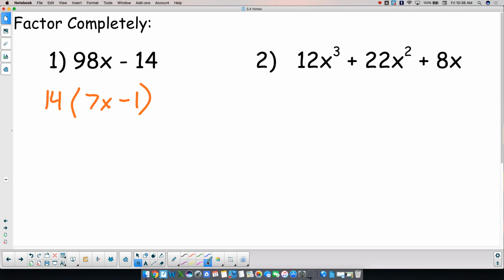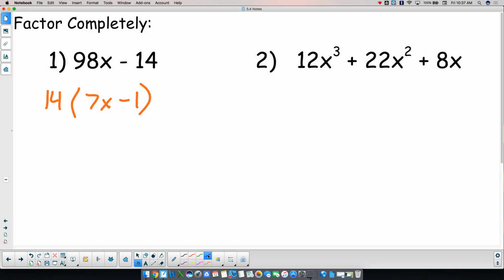Now, after I GCF, I forgot to mention this, I should then look at the next step, just to make sure, and the next step and the next step. You should make sure that in every problem you're going all the way so that you're factoring completely. So, for instance, here on this one, 12x cubed plus 22x squared plus 8x.